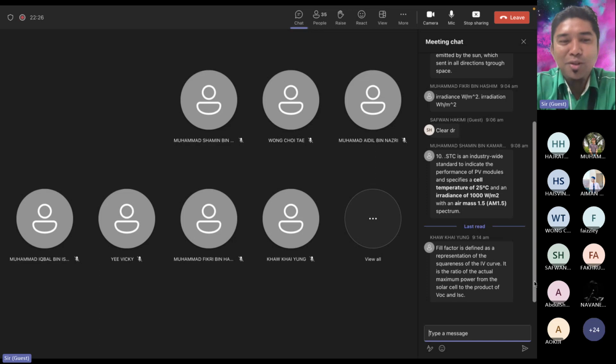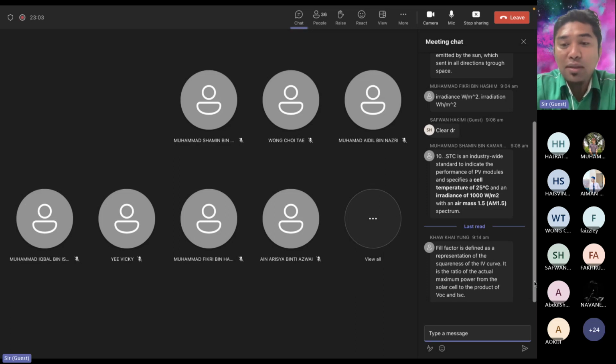Okay, that's right. The best way, during your test or your examination, is that we would expect you to be able to sketch the definition specified by our friend regarding the fill factor. So by the definition in wording: it is representative of the squareness of the IV curve, the ratio of the actual maximum power from the solar cell to the product of VOC and ISC.